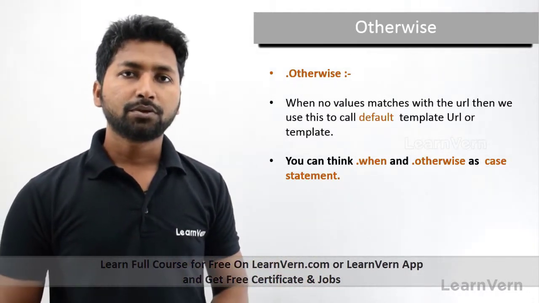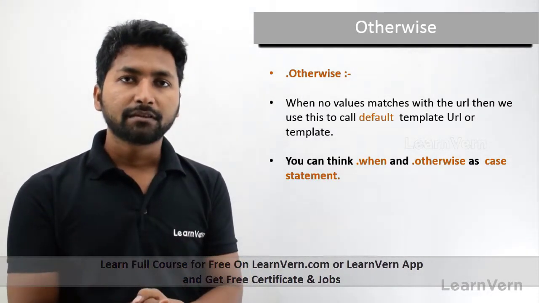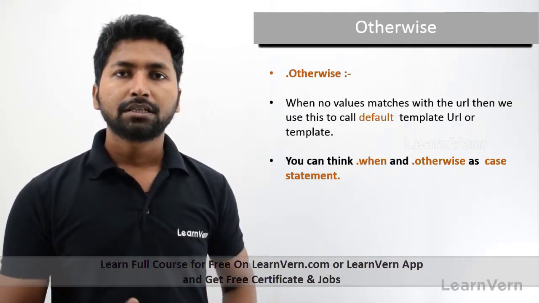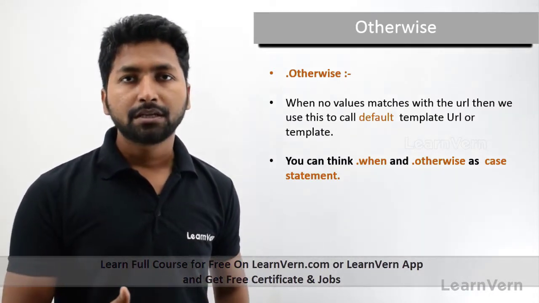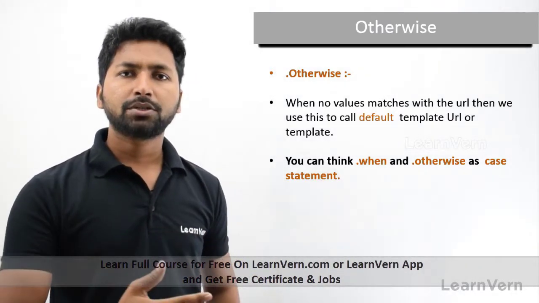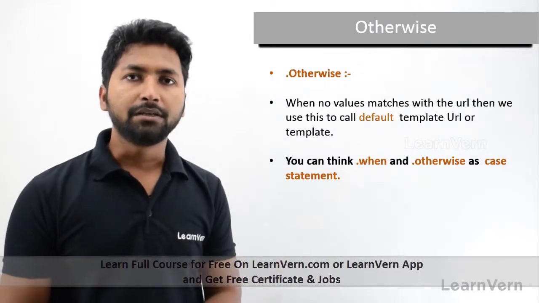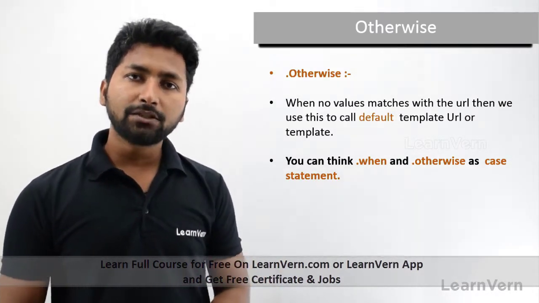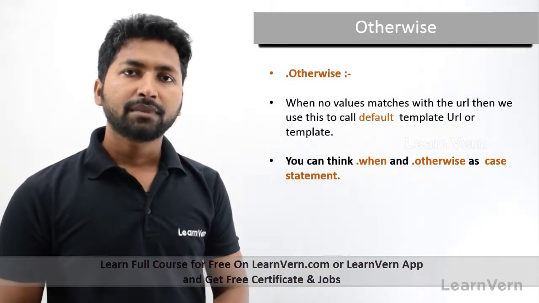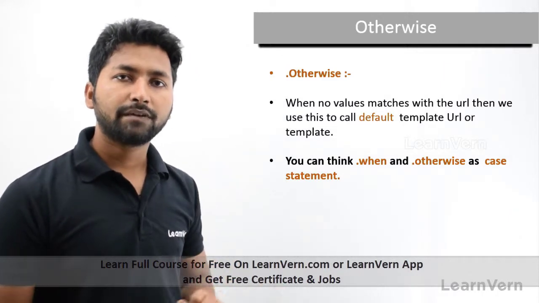Suppose that some URL string is not matched. When the user performs some action, he clicks on some button, in the contact button the contact page comes, in the portfolio button the portfolio page comes. Suppose you click some XYZ button, and that is not available. At that time we can show the user another page, and that is a default page. For that reason we use the otherwise method.